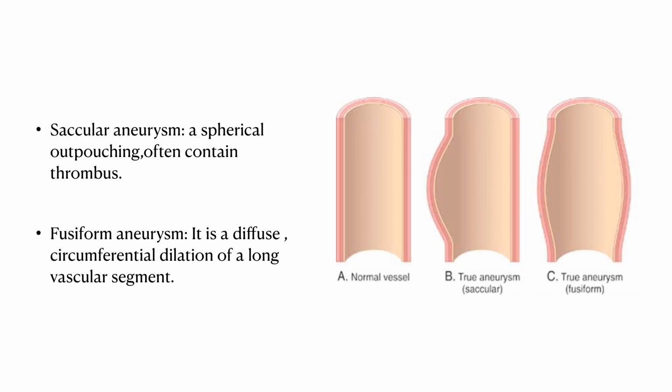There are two forms of true aneurysm: saccular aneurysm and fusiform aneurysm. A saccular aneurysm is a spherical outpouching, or mainly bulging, of one side of the arterial wall. And in fusiform aneurysms, there is circumferential or diffuse dilation of a long vascular segment. Saccular aneurysms mostly contain thrombus in the outpouched area of the muscular wall, whereas fusiform aneurysms mostly don't contain any thrombus, hence they are less clinically significant or less harmful.